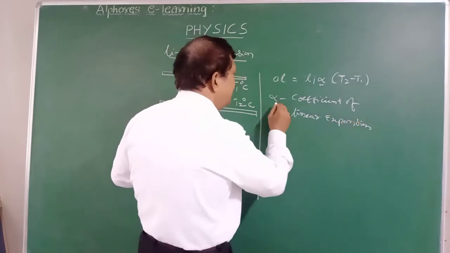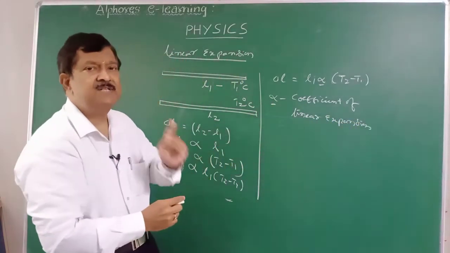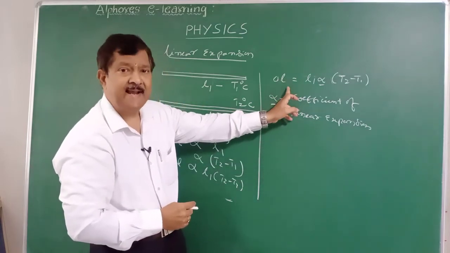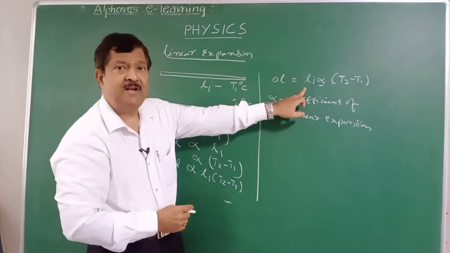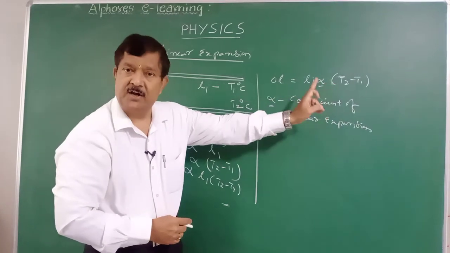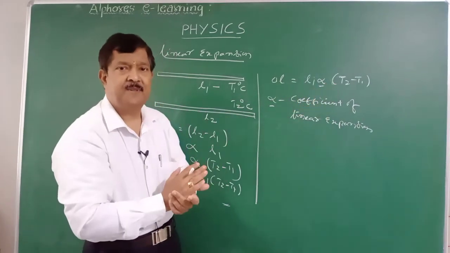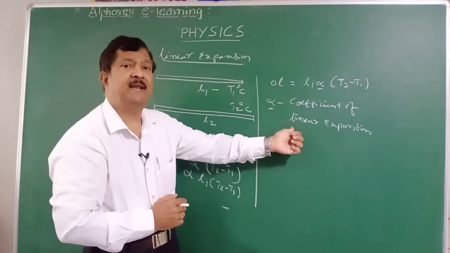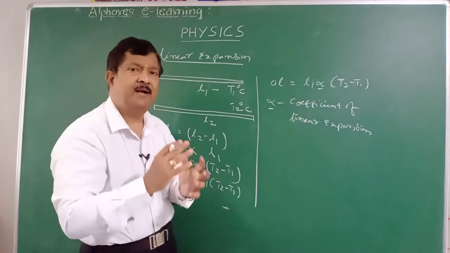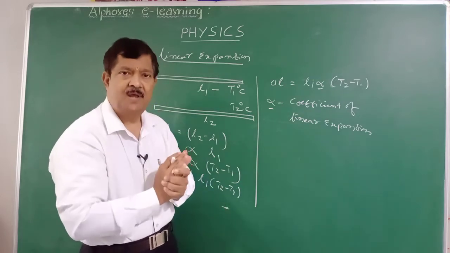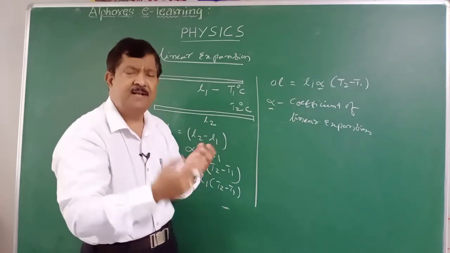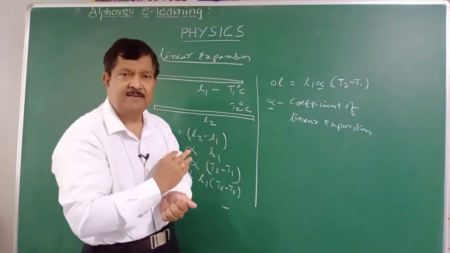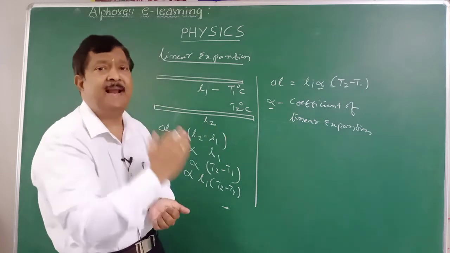That means it is the factor which decides the change in the length when L value is same and change in temperature T2 minus T1 is also the same, because it is the property which depends upon the nature of the material. For example, you take four rods of different materials. Let us say iron, copper, zinc and aluminum. 4 rods I have taken, but all of them are having same length.